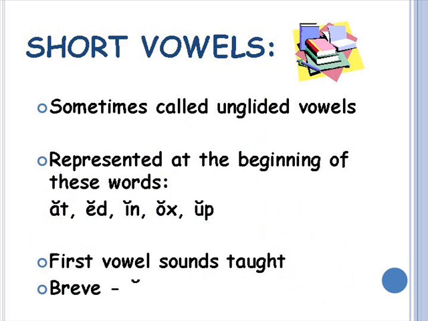Short vowels are sometimes called unglided vowels. They are represented at the beginning of these words: at, ed, in, ox, and up. When teaching vowel sounds, teach the short vowel sounds first. The breve is the diacritical mark used to indicate the pronunciation of the short vowels.